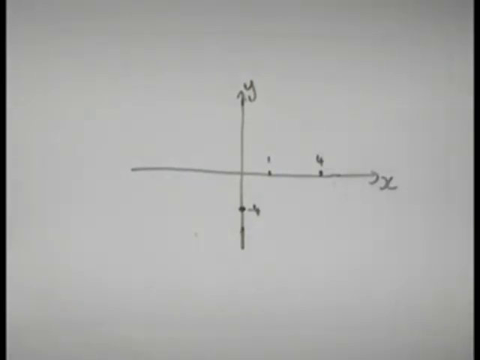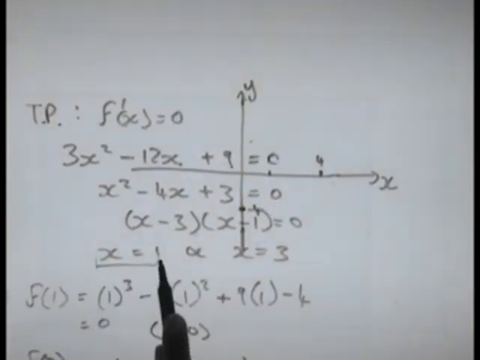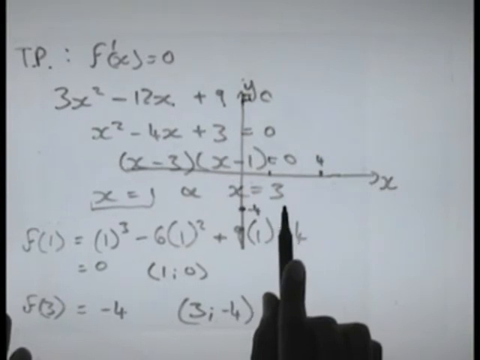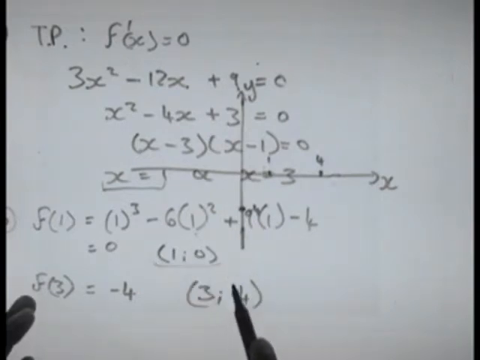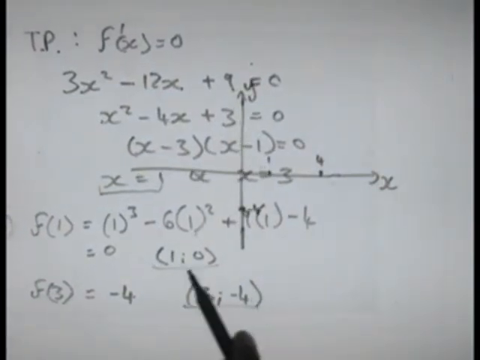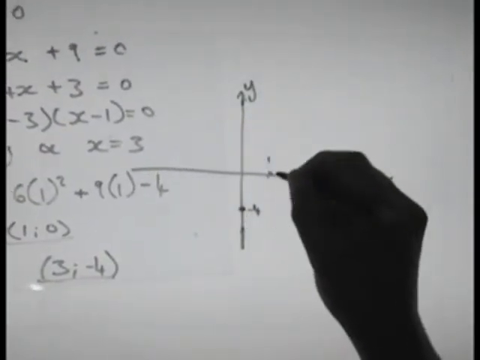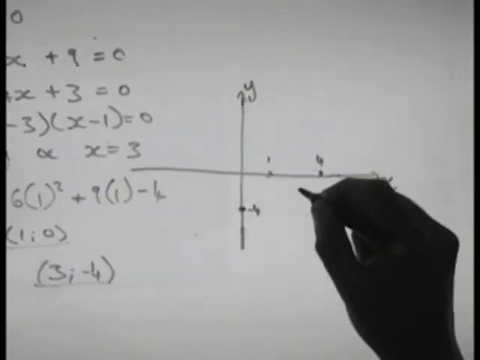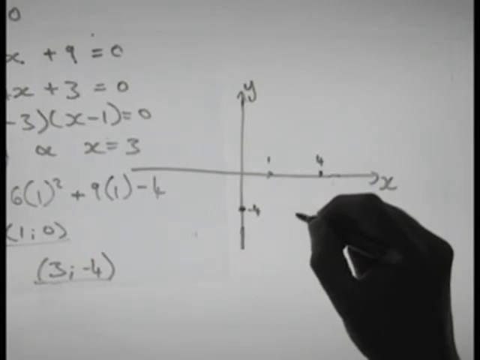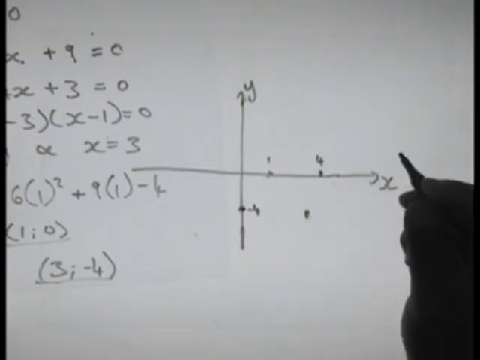We then look at our turning points. Our turning points, remember, worked out to be x is equal to 1 and x is equal to 3, and the corresponding y values were 0 and negative 4. Put these points in. The first point, (1, 0), is going to be exactly there, and the second point, (3, negative 4), actually it's going to be a bit further up, it's going to be somewhere over there, right?